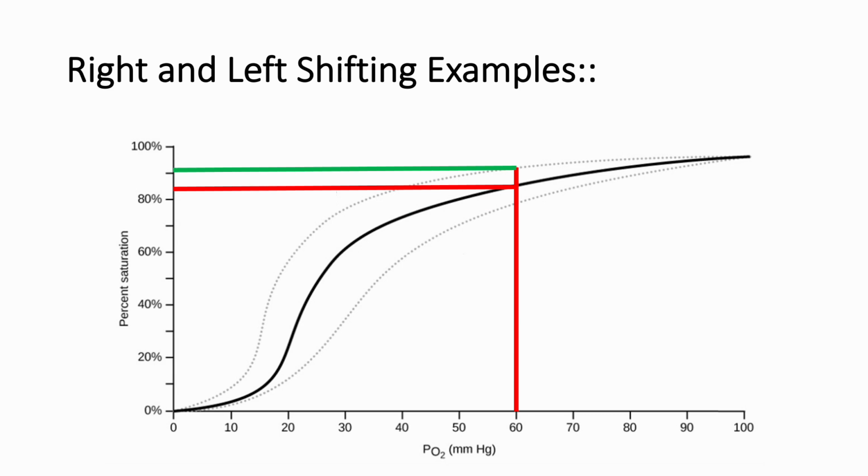When the hemoglobin exists in an environment that is less acidic, with less carbon dioxide and lower temperature, such as the environment within the lungs, the curve shifts to the left and oxygen binding affinity increases. These environmental conditions take a PaO2 of about 60 millimeters of mercury, corresponding to an expected oxygen saturation of about 85%, and elevate it to an oxygen saturation of 92%, seen here in the green line.